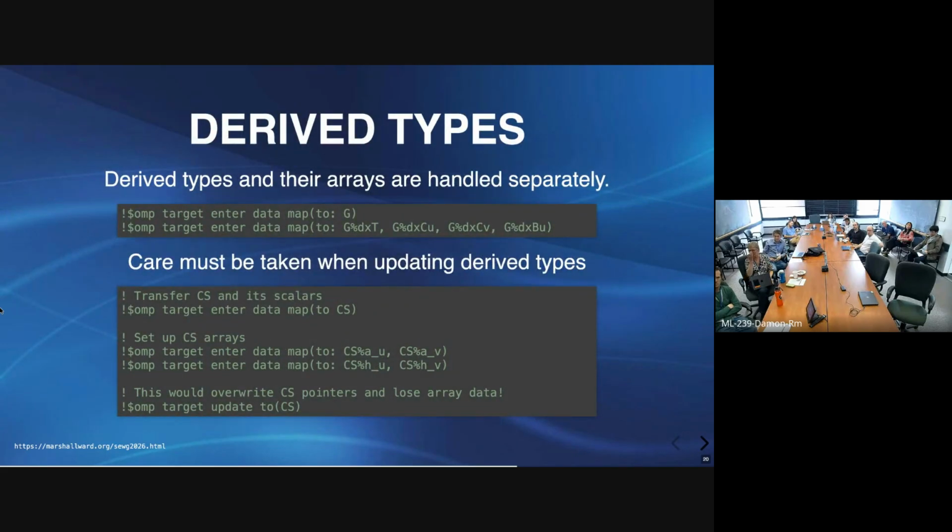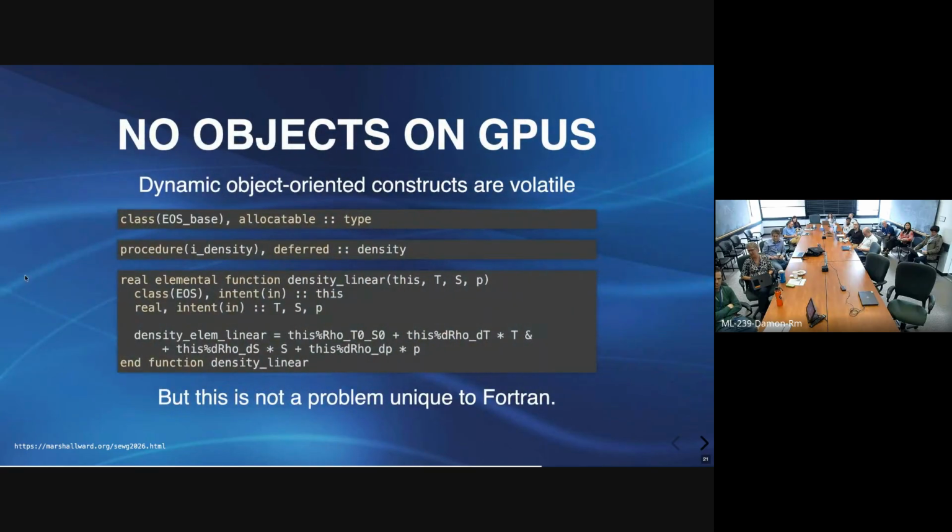Derived types are a big mess. So this is our grid derived type. It has various fields like the grid spacings. Those have to be handled separately. So if you do data transfers in G, you have to do similar ones in the individual arrays. And I don't have time to explain exactly why here, but if you get it wrong, you can clobber the old addresses and lose everything. It's a problem. We can't do objects. This is not a Fortran issue.